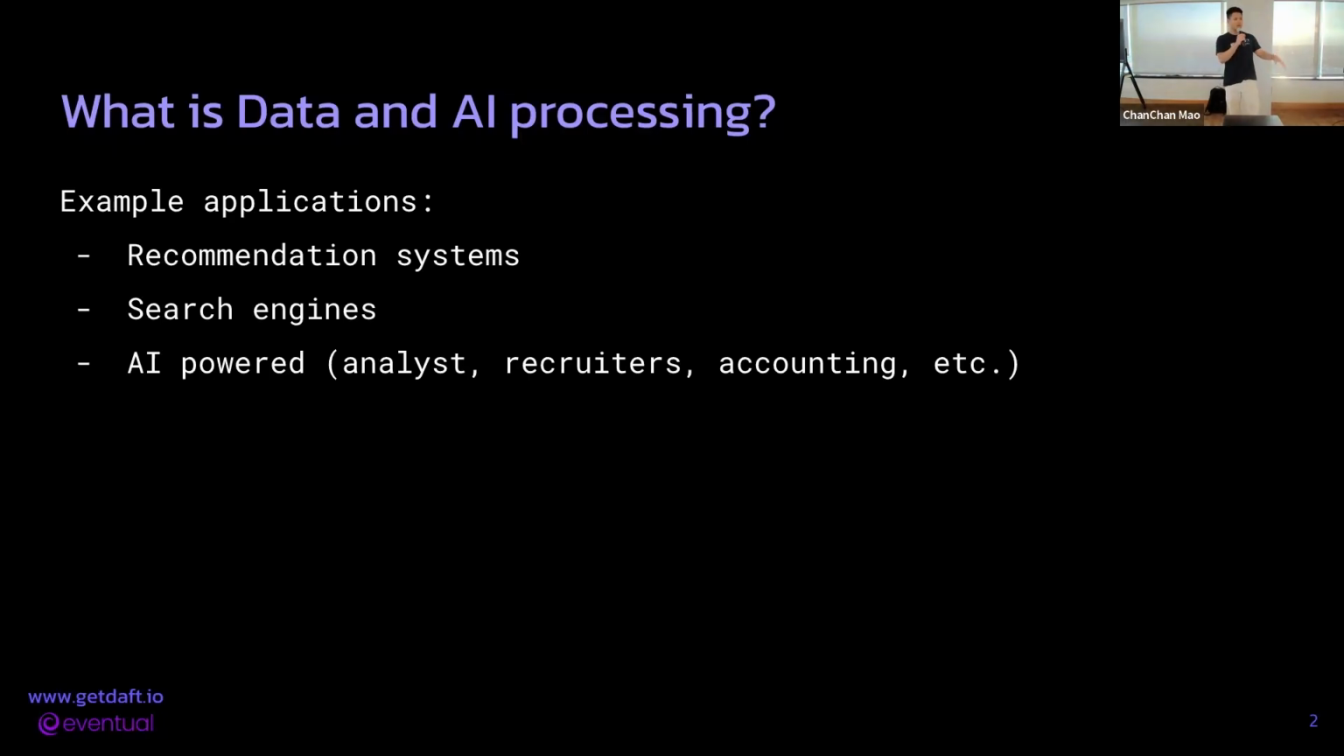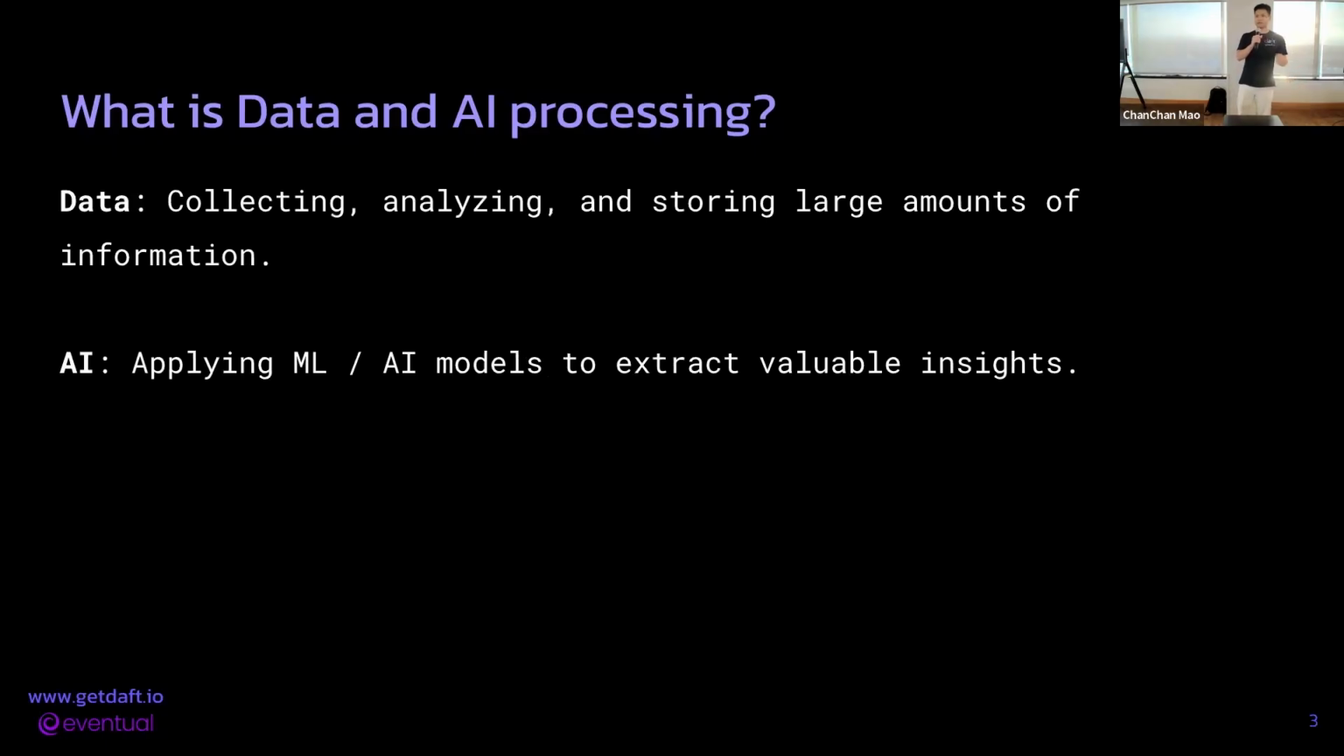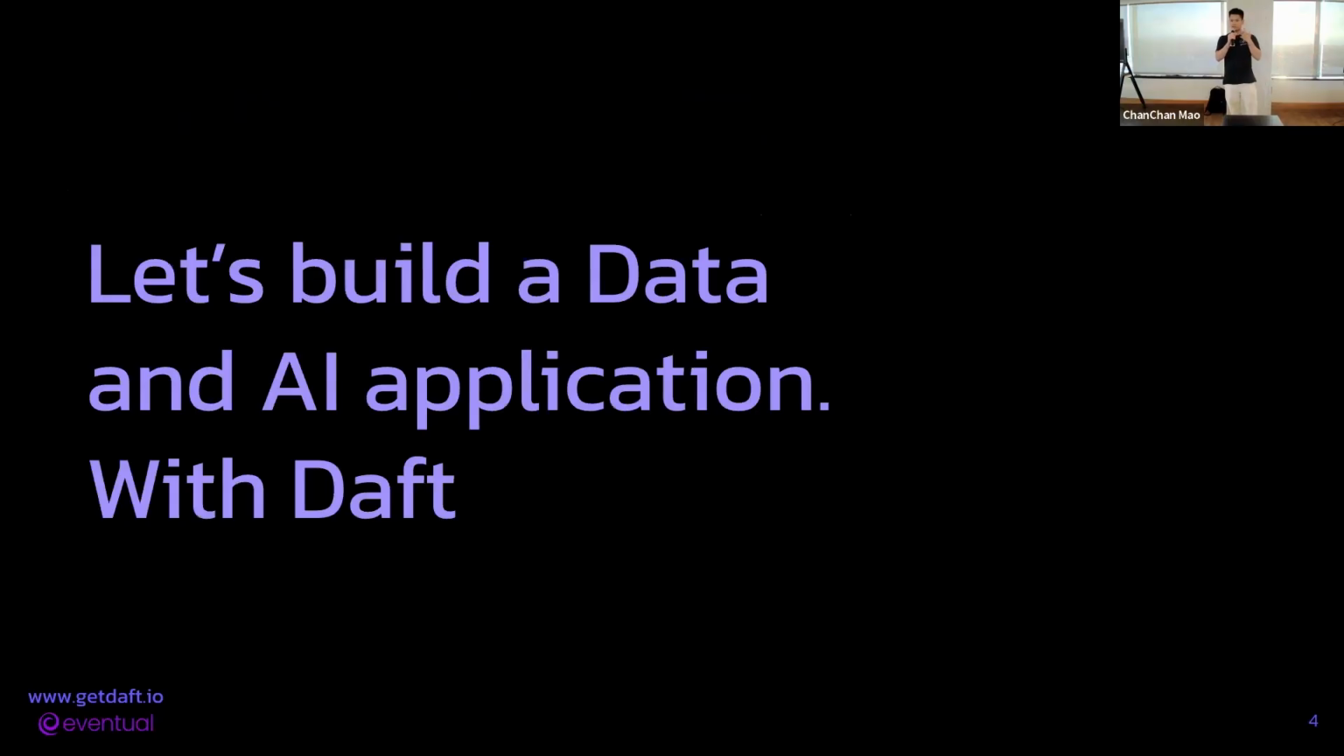And specifically, what do these applications have in common in terms of data and AI? They're going to require a large amount of data. You're going to have to collect, analyze, and transform large amounts of information and store that somewhere. And you're going to need to apply an ML or AI model to extract valuable insights. For example, when you click shuffle in Spotify for it to recommend new music, it has probably collected a lot of information about songs, about artists, about playlists, and it's going to use a trained AI model to recommend you the next song. So today, I'd like to actually build a data and AI application with Daft.